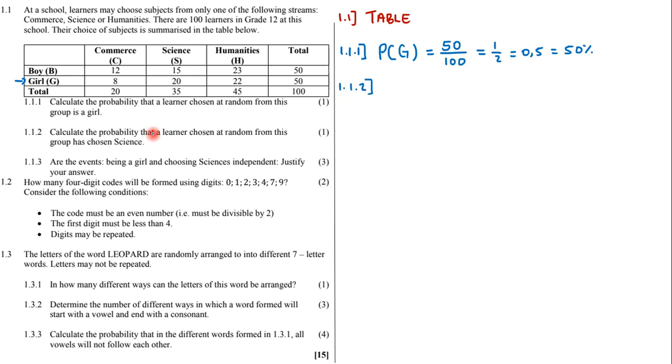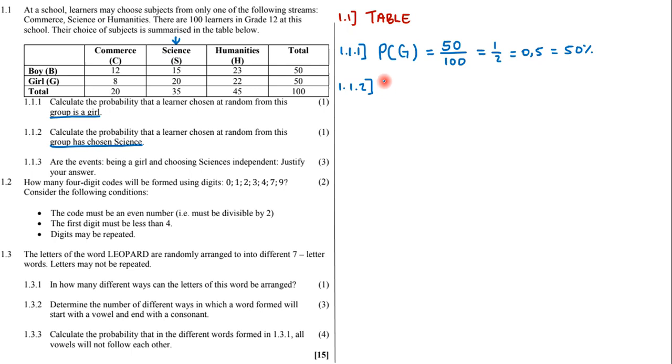The second question says calculate the probability that a learner chosen at random from the school, or from this group, has chosen science. Remember, at first it said the learner is a girl. Now it says the learner has chosen science. So we need to look at science, which is the key word. There are 15 boys doing science and 20 girls doing science. In total there are 35.